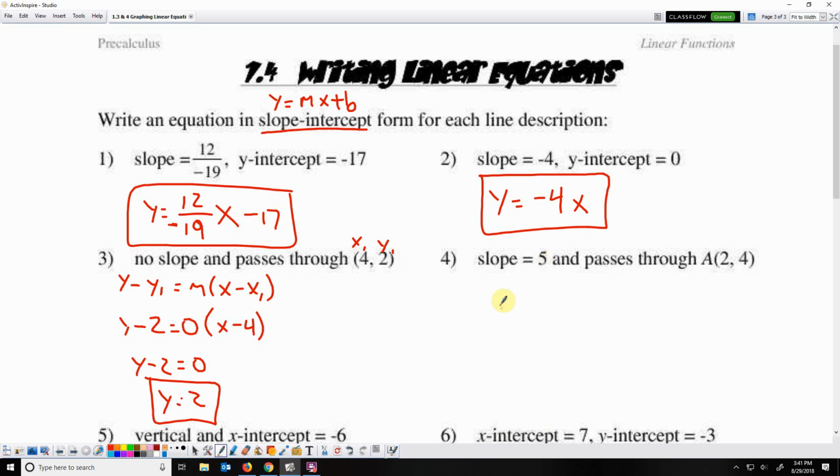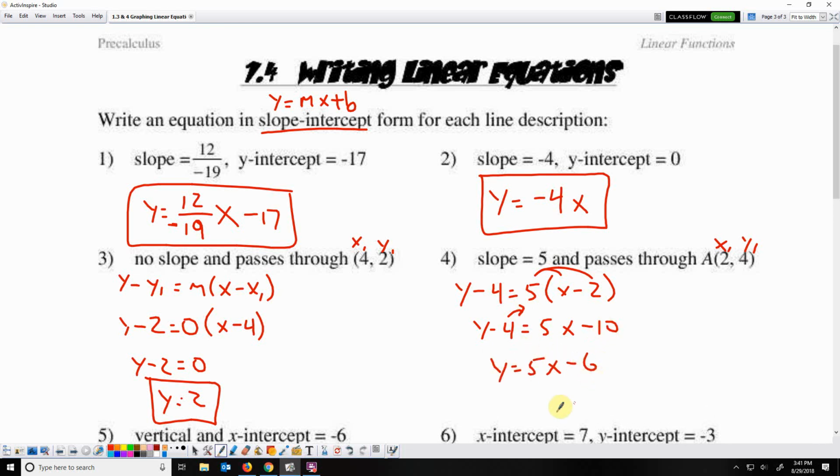Okay, here we've got a slope of 5 and a point of 2, 4. So there's my x1 and y1. Y minus y1 equals m times x minus x1. So here I can distribute the 5. 5x minus 10. And then move that 4 over. Y equals 5x, and then I've got negative 10 plus 4, which is negative 6.